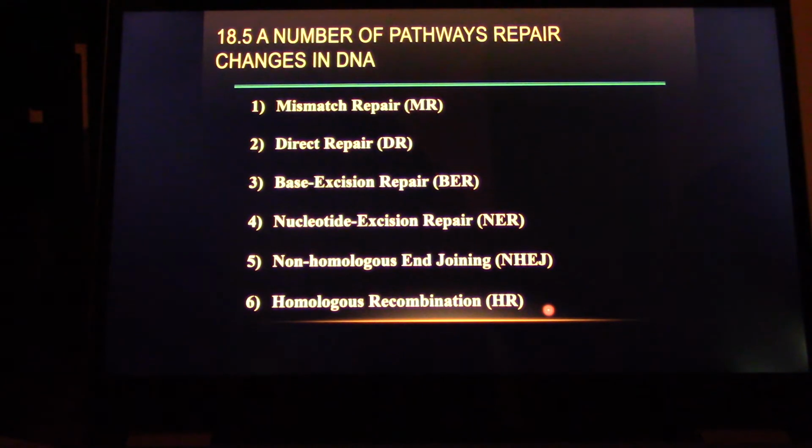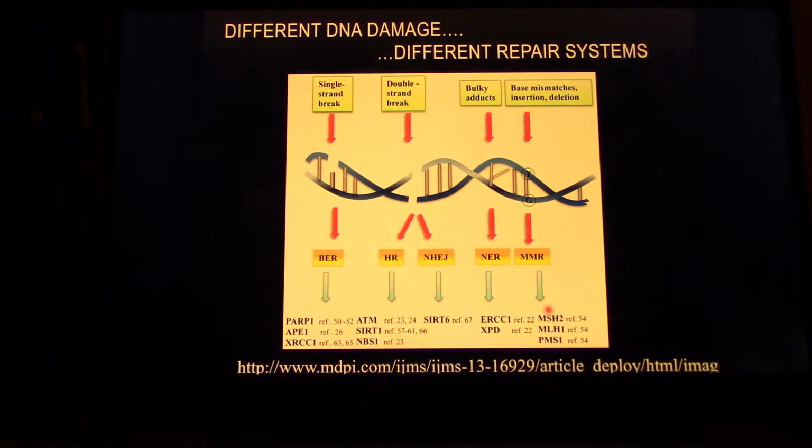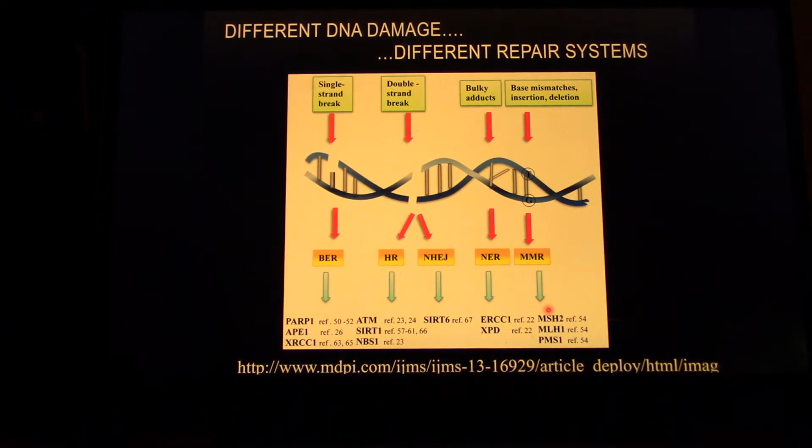So those are the 6 pathways, mechanisms for repairing DNA damage. And here's a snapshot of 5 of the 6, because one of the 6, direct repair, does not happen in eukaryotes. Well, it doesn't happen in vertebrates anyway. It happens in E. coli and yeast, single-cell organisms, mostly prokaryotes.